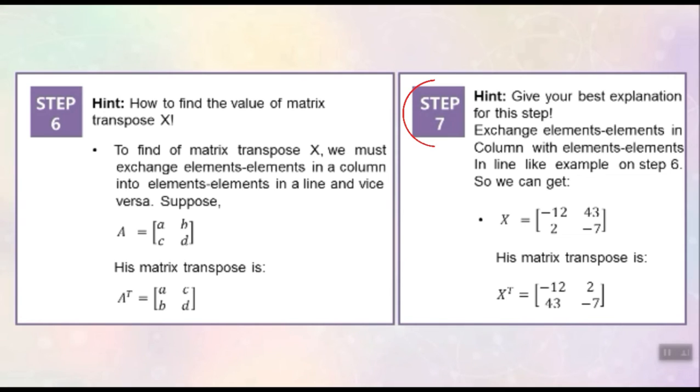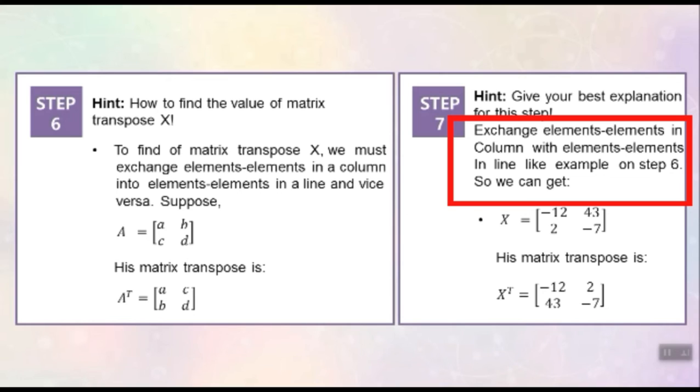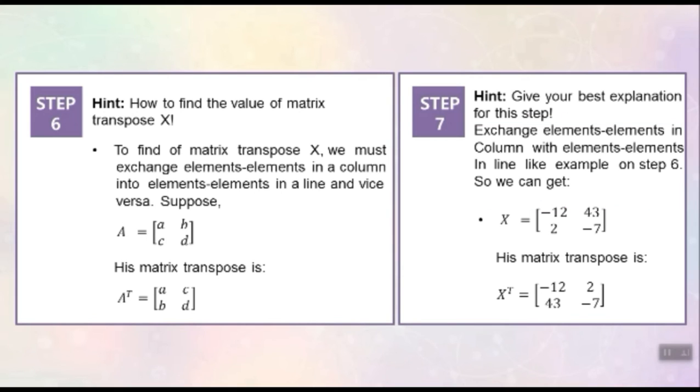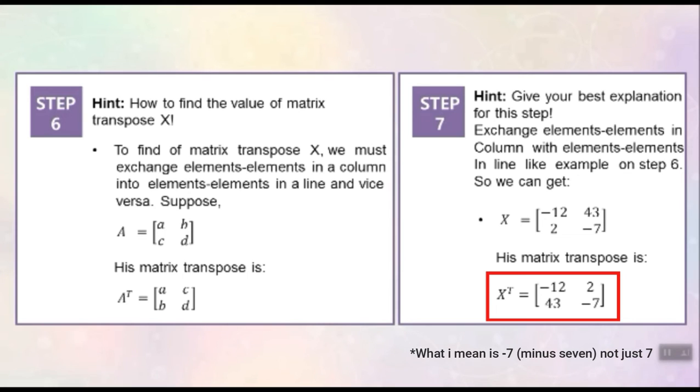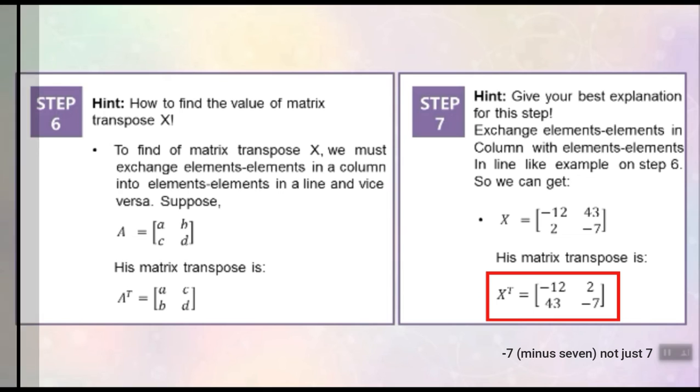And the last step, step 7, we exchange the elements in columns with the elements in lines, like the example in step 6. So we get matrix X equals [minus 12, 43; 2, minus 7]. Its transpose is matrix X transpose equals [minus 12, 2; 43, minus 7].